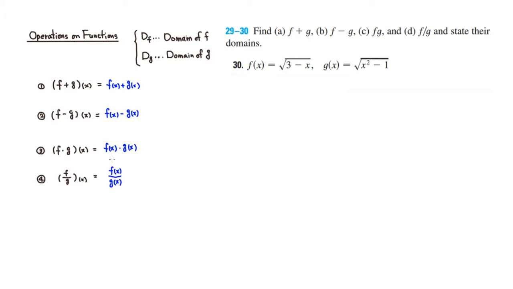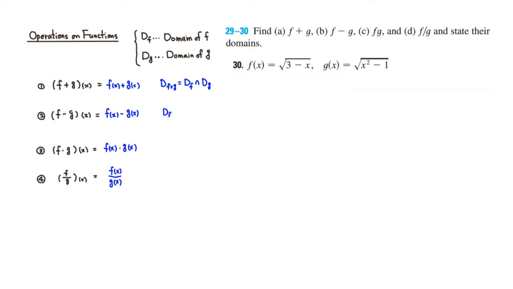All right, let's find the domain of each one. Since f plus g, in order for f plus g to make sense, f of x and g of x have to make sense by themselves. So the domain of f plus g is really the intersection of the domain of f and the domain of g. This is actually true for f minus g and f times g.